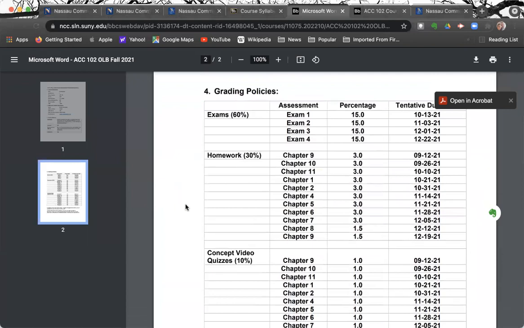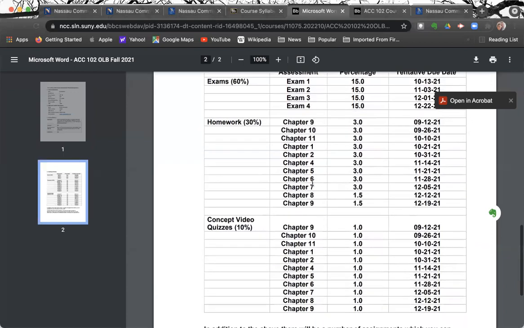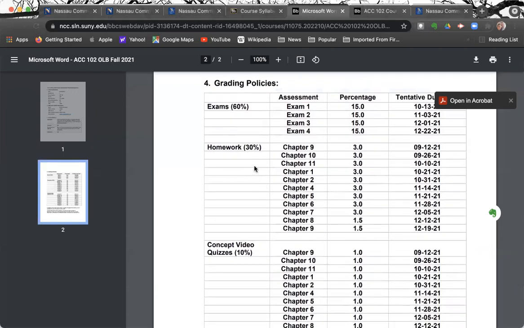Now, what are you responsible for? Well, there are exams. There are 4 of them. Each exam counts for 15% of your grade. And these are tentative dates for the exam. We'll get into that in more detail later. Homework accounts for 30% of your grade.